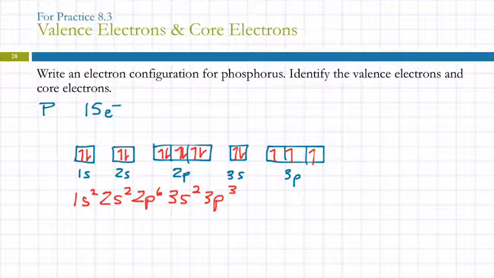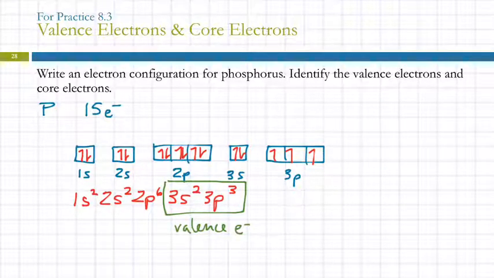So it says identify the valence electrons and the core electrons. So valence electrons, what we're doing is we're looking for the highest principal quantum number in the hotel, the highest floor that has anybody staying on it. So that would be 3. There's two sublevels there. They both have electrons. And so the valence electrons are all of these guys. Those are the valence electrons. They're in the highest principal level. They have the highest n equals 3.